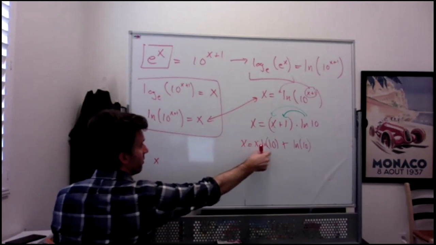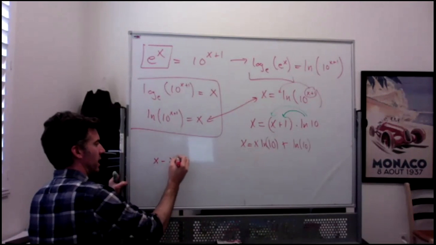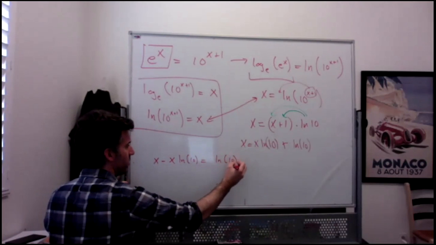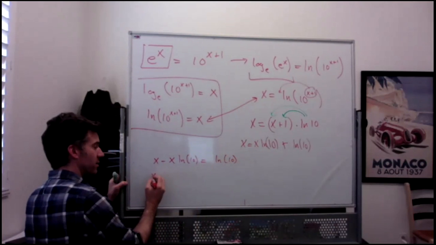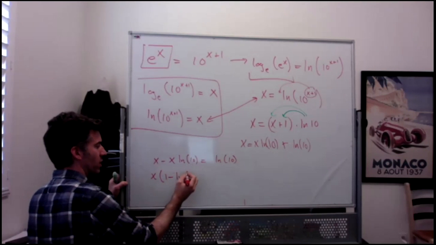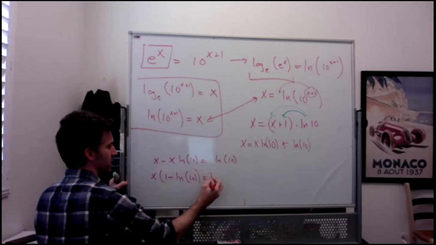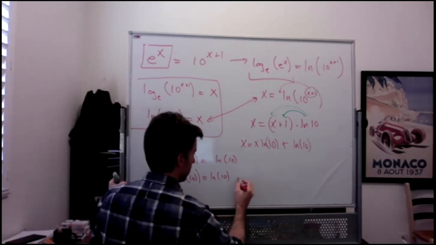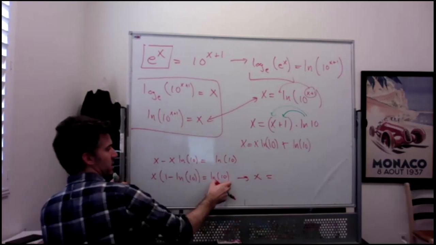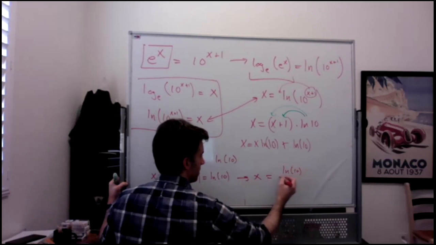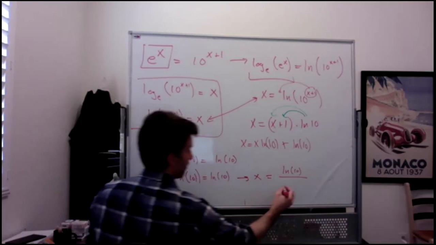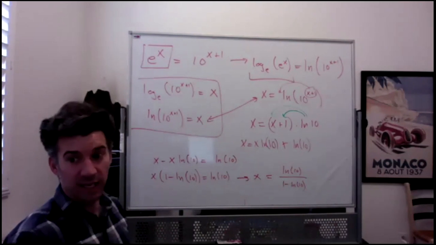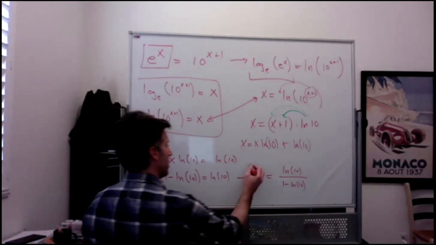So bring this over to the other side. So x minus x times natural log of 10 equals natural log of 10. Factor out an x. You got x times 1 minus natural log of 10 equals the natural log of 10. And then finally divide by what's multiplying x here. So that x is equal to this natural log of 10 divided by this 1 minus natural log of 10. And that is about as simple as it gets without using a calculator. So this would be our final answer.